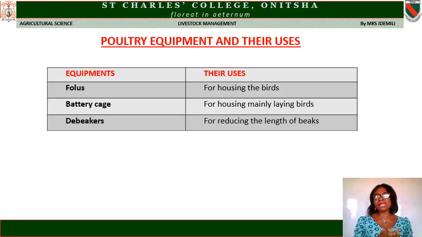Poultry equipment and their uses. In poultry production, there are so many equipment that are needed by the farmer in order to be effective in that job. One, the fowl house. The fowl house is for housing the birds. The battery cage. The battery cage is for housing mainly the laying hens. The beakers. The beakers are used for reducing the length of the beaks of the poultry birds.